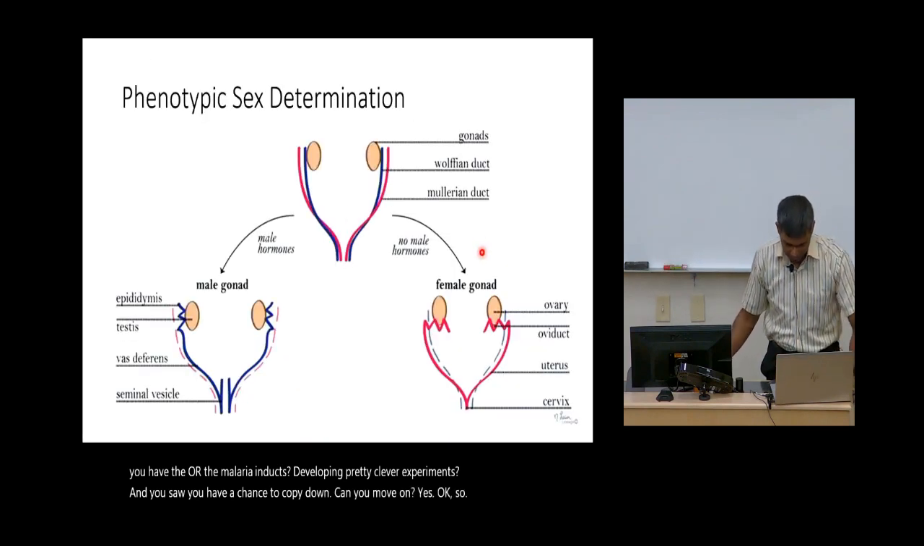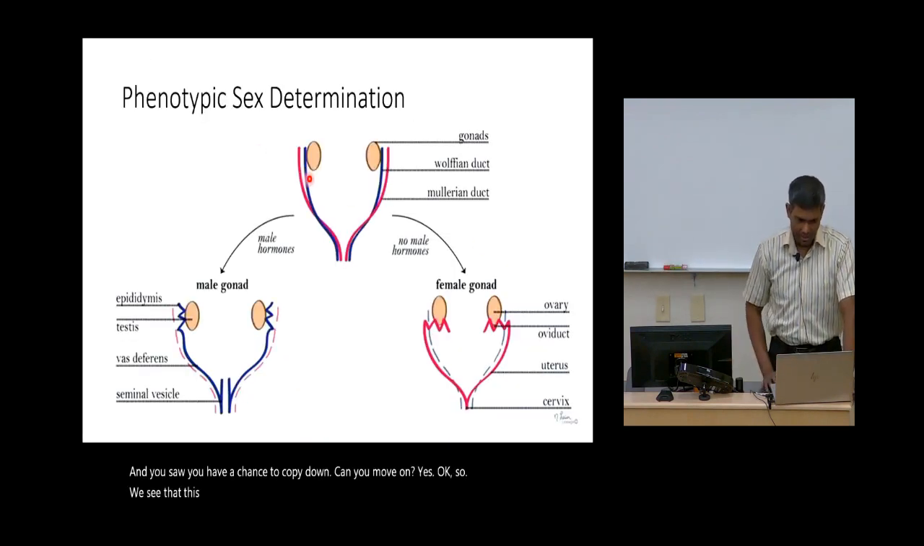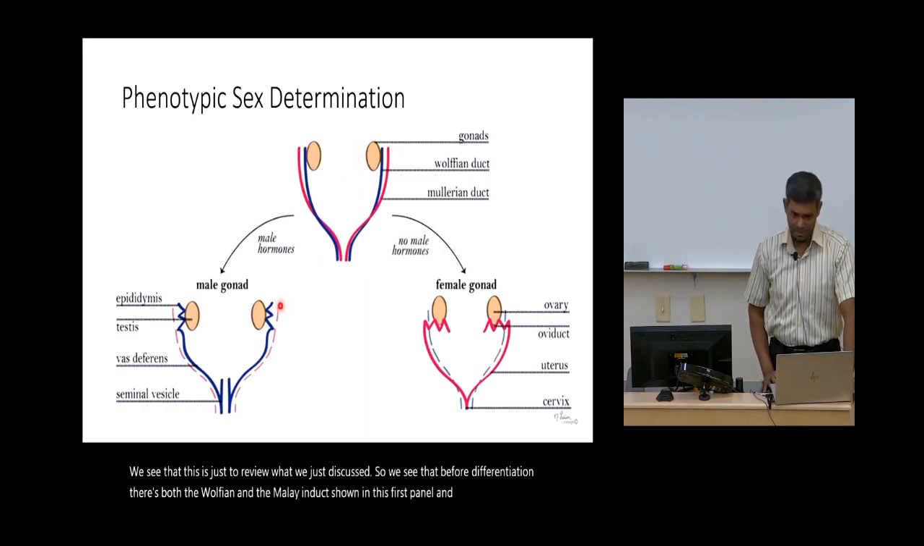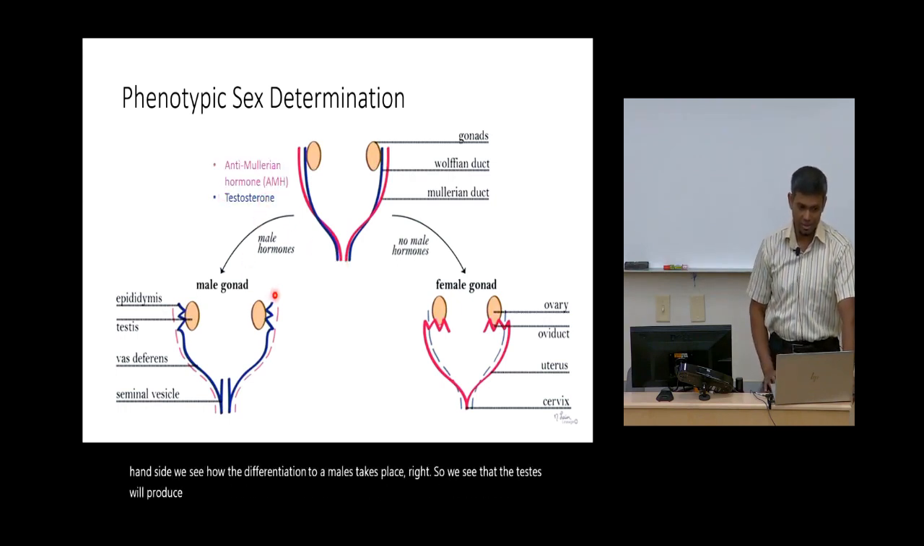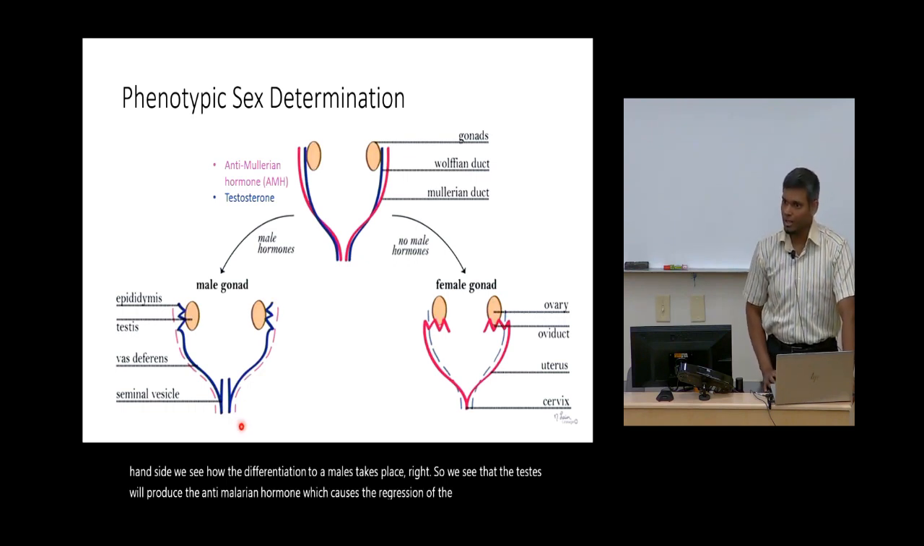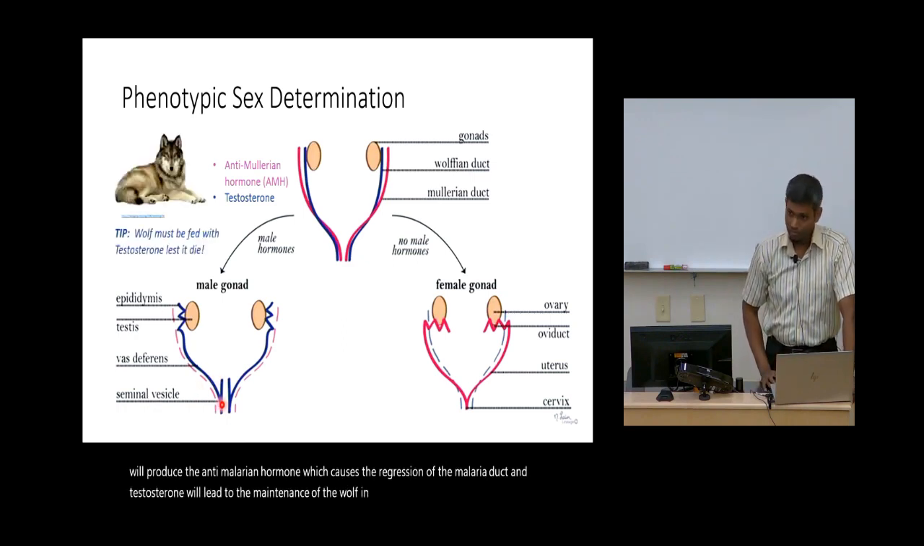Okay, so this is just to review what we just discussed. Before differentiation, there's both the Wolffian and the Mullerian duct shown in this first panel, and then to your left hand side we see how the differentiation to males takes place, right? The testes will produce the anti-Mullerian hormone, which causes the regression of the Mullerian duct, and testosterone will lead to the maintenance of the Wolffian duct.